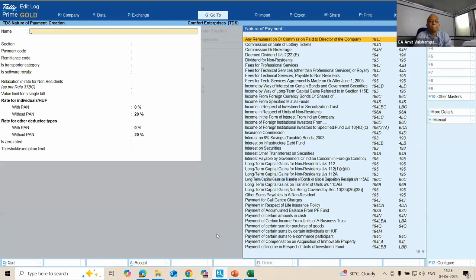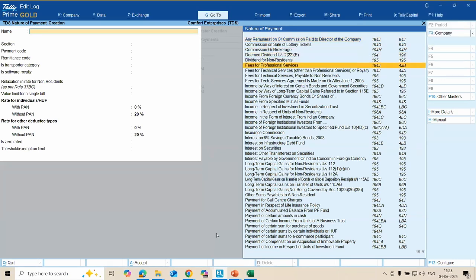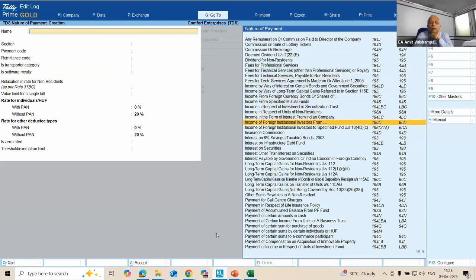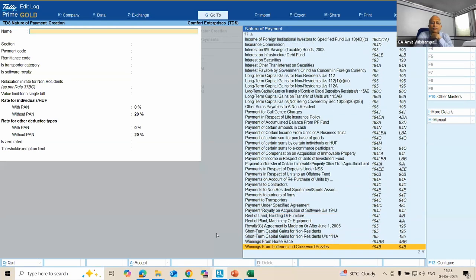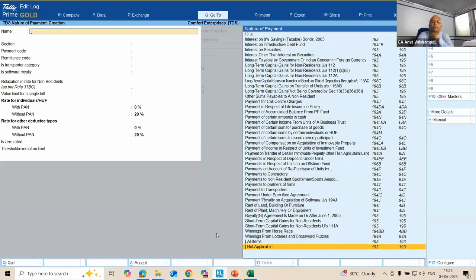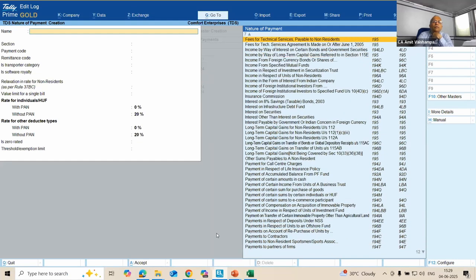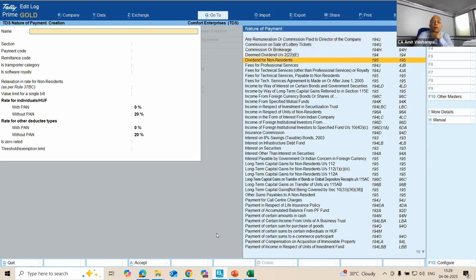Komal madam, any questions? No questions. Sure. Normally, one comment in the Q&A is that nature of payment under section 192B is not showing. Okay? Madam, please take it up. We'll take it up with Tally and try and ask them to add it.